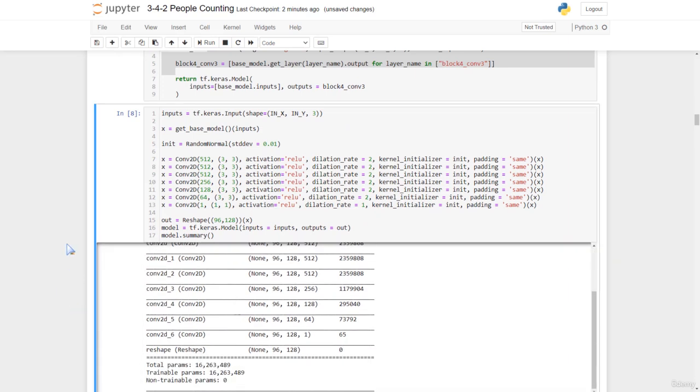Now we'll note that we also have to do this reshape, because after going through this conv layer, we have this 96 by 128 by 1, so we reshape this to obtain this value right here. Now once we have this, we are ready to train our model.